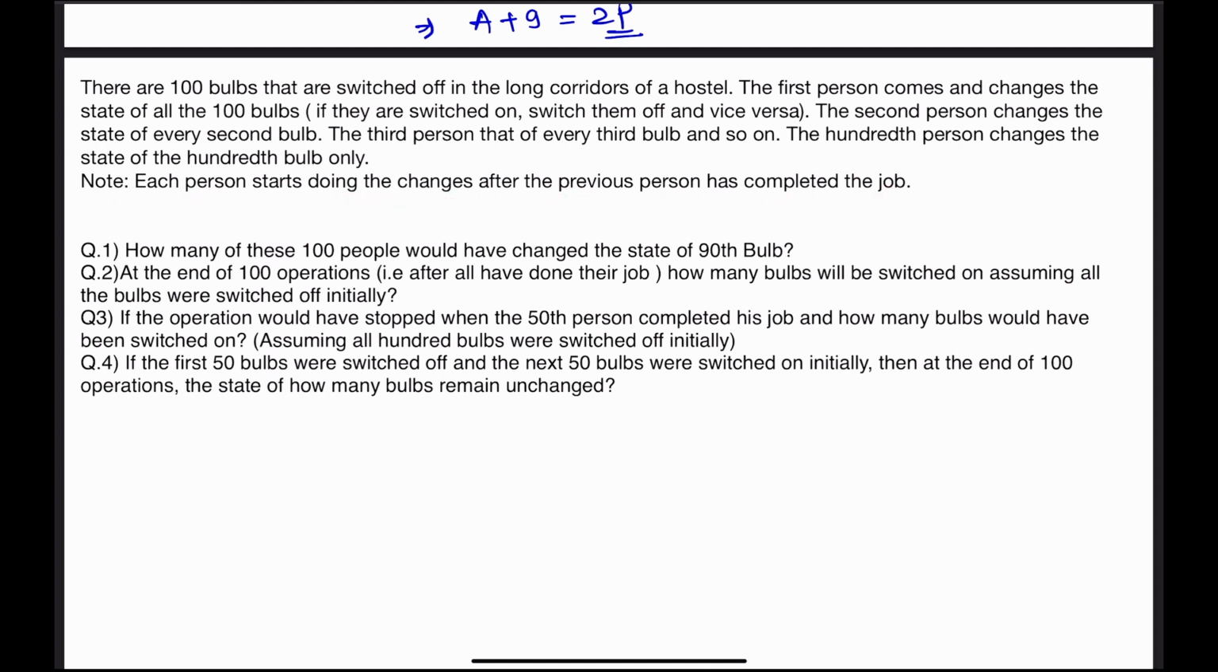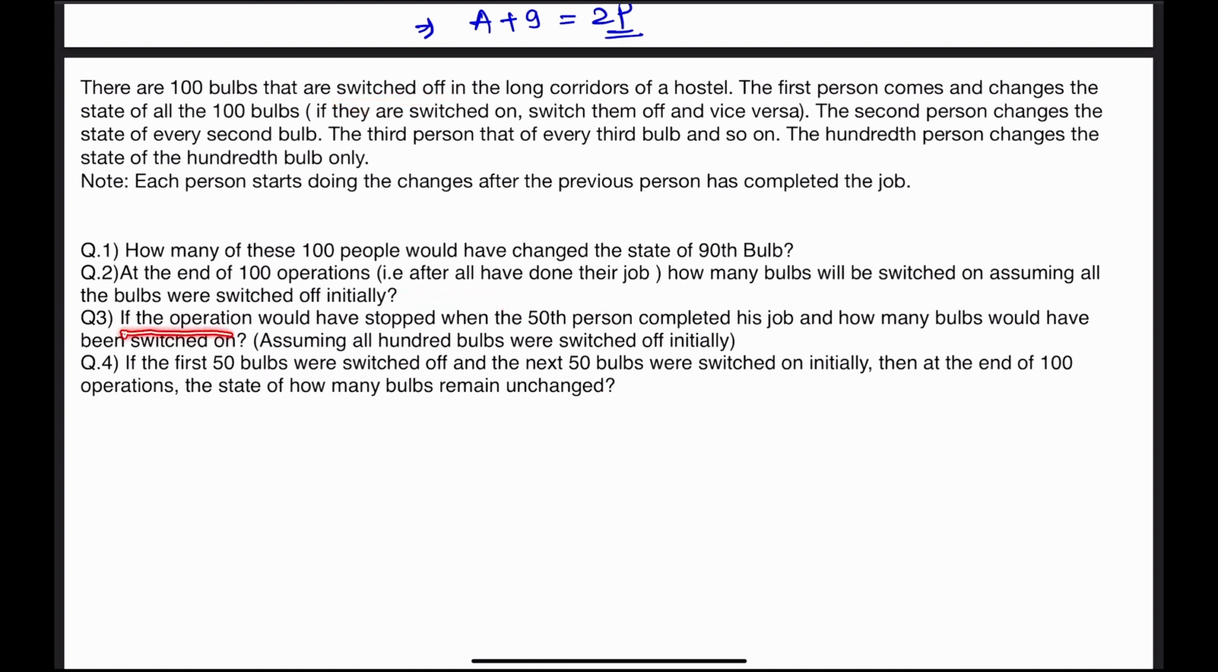Okay, so the question is asking, first, how many of these 100 people would have changed the state of the 90th bulb? Okay, great. 90th bulb we have to find out. Then at the end of the 100th operation, that is after all have done their job, how many bulbs will be switched on, assuming all the bulbs were switched off initially? So assuming switched off, then how many are still on? Great.